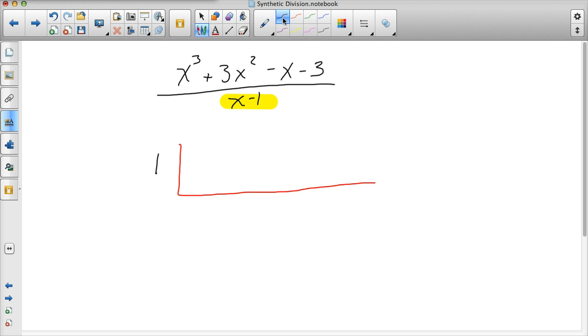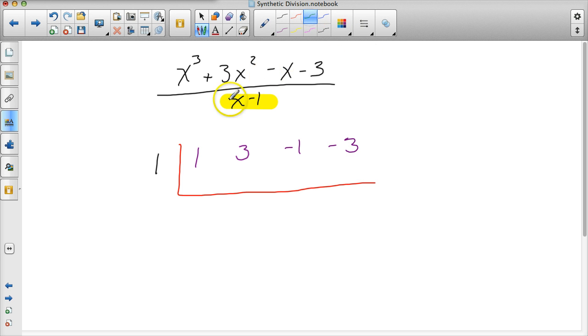Next, we take out the coefficients of each term in our polynomial. So our x cubed term has a coefficient of 1. And our 3x squared term has a coefficient of 3. Notice I don't write the x's, the variables, and I'm not writing the plus sign in between. However, our x term has a coefficient of negative 1, so I do write the negative. And finally, our constant term is negative 3.